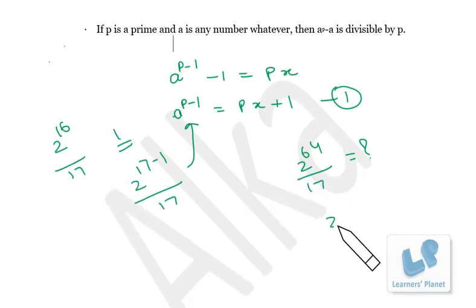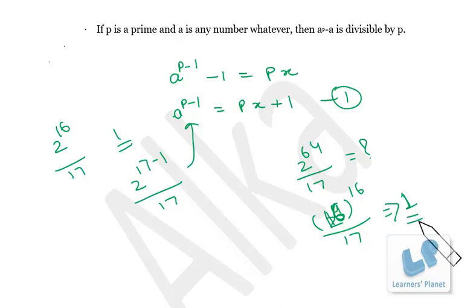So what I can do, 2 raised to 64. Now, as I told you, A can be any number. So over here, 2 raised to 4 is basically 16. So 16 raised to 16, if divided by 17, the remainder will be 1. So you can convert this to this.